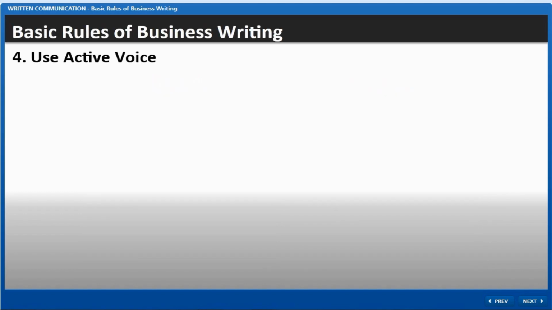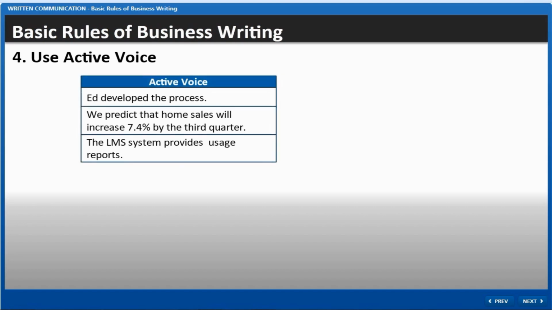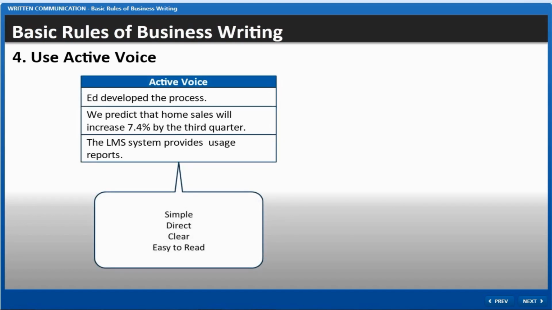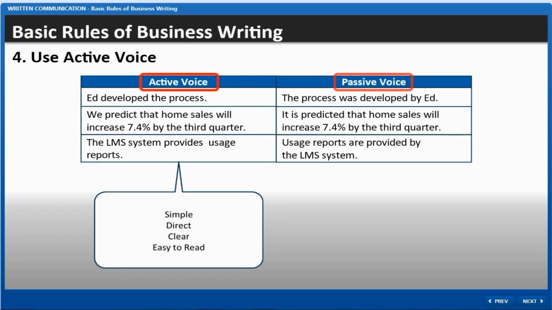Step 4. Use active voice to make your writing simple, direct, clear, and easy to understand. Verbs have 2 voices, active voice and passive voice. In active voice, the person or thing acting is clear and specific. The doer or agent of the action comes before the action or verb. The active voice always makes clear who is doing, will do, or has done what. In the active voice examples below, Ed, we, and the LMS system are the actors.